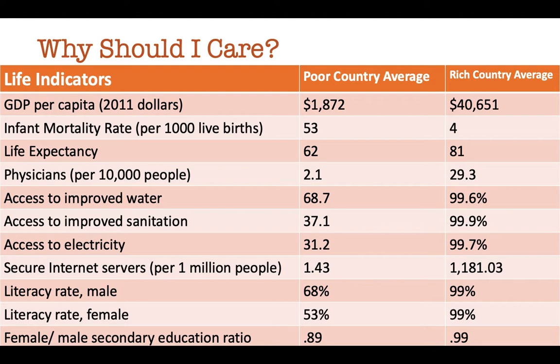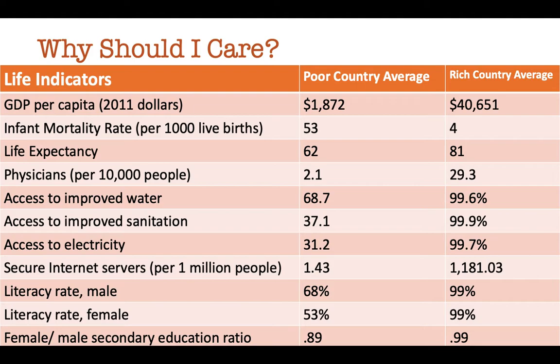Infant mortality, that is how many babies die within their first year. In the poor countries, it's about 53 babies out of every 1,000 live births, whereas in rich countries, that's much less likely to happen. Many more babies survive. Life expectancy is the next one. So if you have the good fortune of living in a rich country, like here in the United States, you can basically expect to live about 20 years longer than someone in one of the poorer nations.